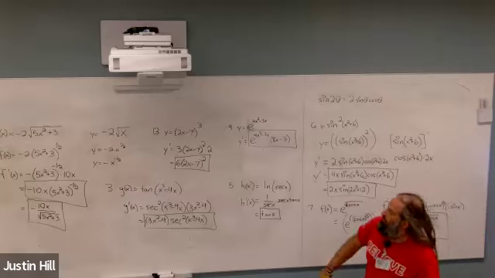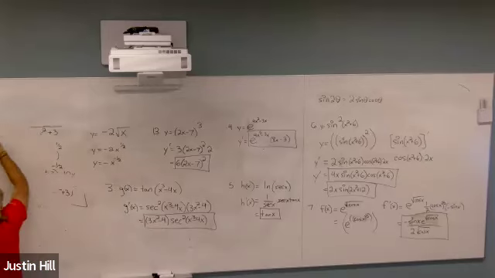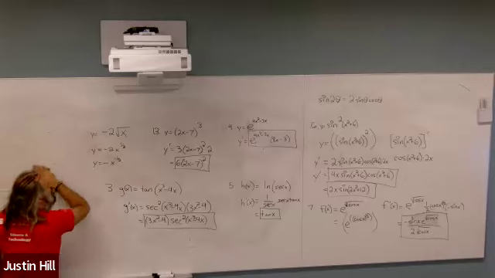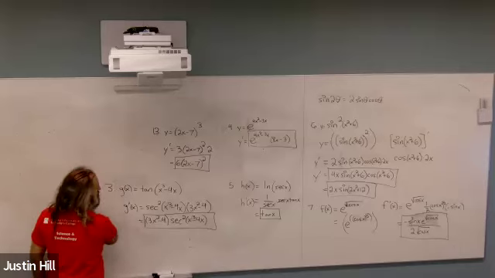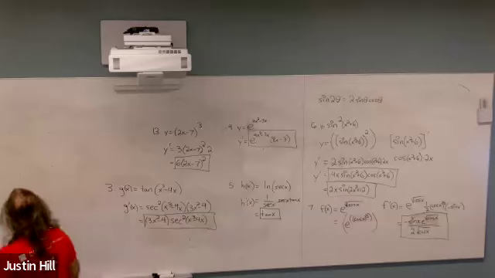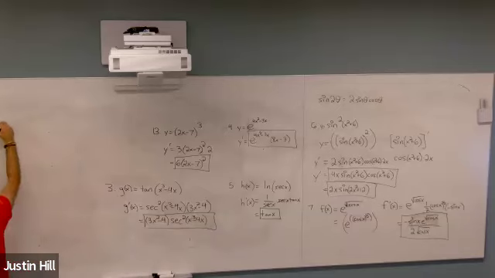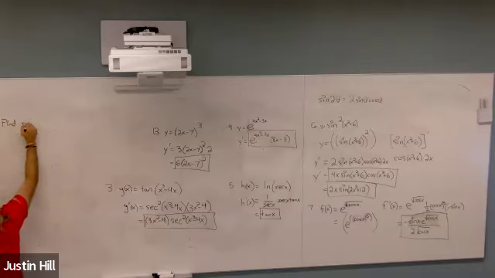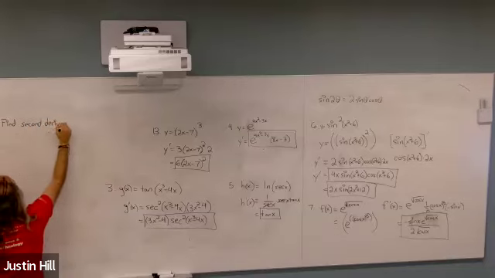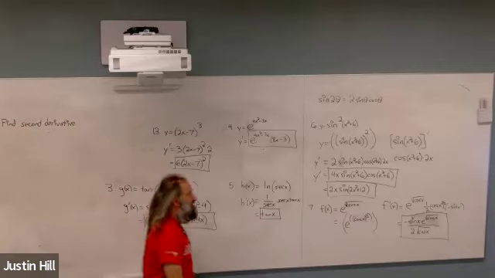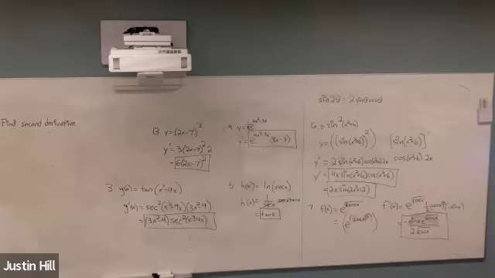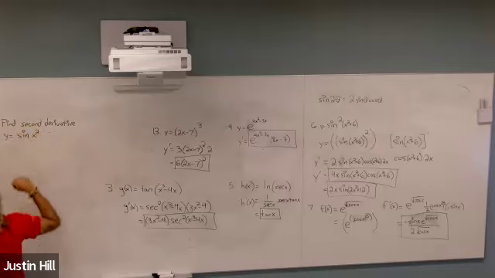Do something like this, problem 125, section 3.4. For 125, they want you to find the second derivative. But my function here is going to be sine of x squared. So inside my sine is an x squared.